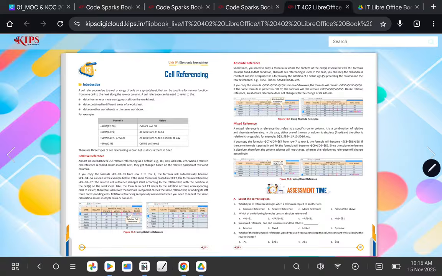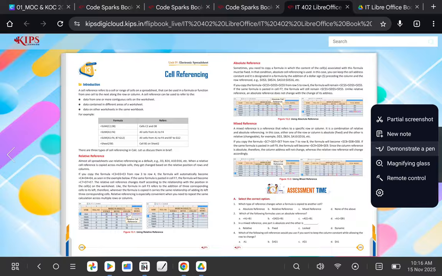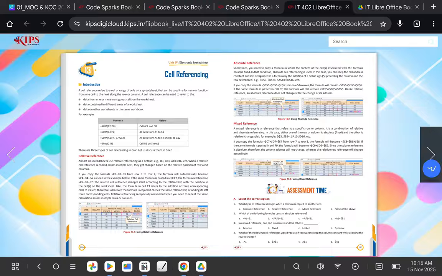So like this we are continuing about the topic called cell referencing. It refers to a cell or range of cells. Okay, so a single cell can be referred here, and a range of cells can also be referred here. When we are writing any formula or function, it is required. Okay, so how many types of cell referencing will be covered? There are three types of cell referencing. First is relative, then absolute, and then mixed referencing.